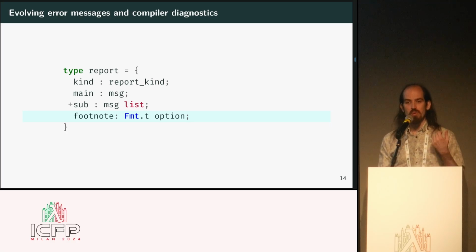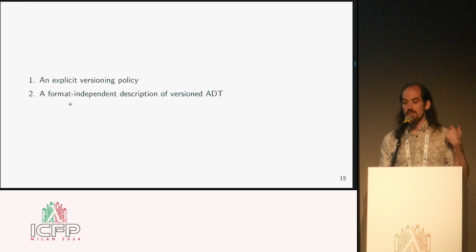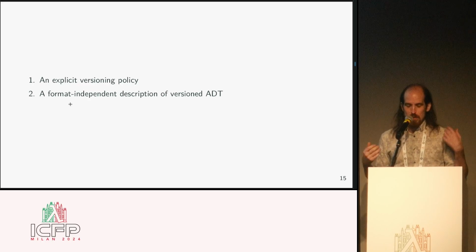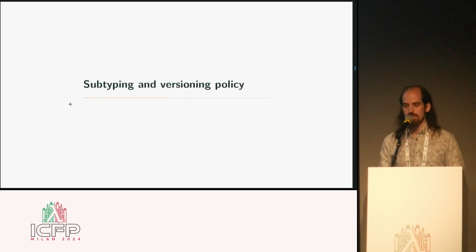If we want to improve the cooperation between the compiler and the tools, we need both a nice way to have an explicit versioning policy, so tools can consume the compiler output, and also a format-independent way to describe algebraic data types. Because, well, I'm an ML compiler writer. I don't want to write the JSON serializer. I would much rather describe what my algebraic data types are doing.